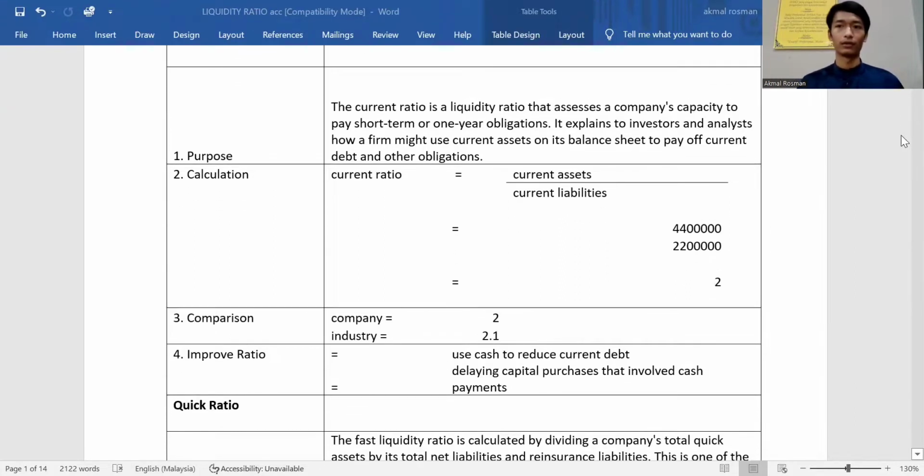So this is our recommendation to improve the ratio. The first one is use cash to reduce current debt. Secondly, delaying capital purchase that involves cash payment, because we want to maximize our current assets, so that we hold first the current assets to ensure the availability of the current assets so that we can improve the ratio.